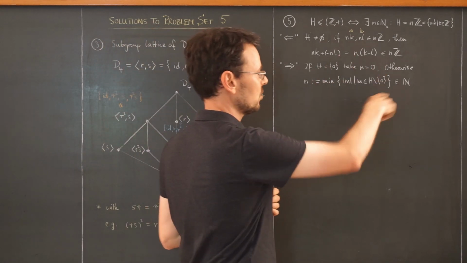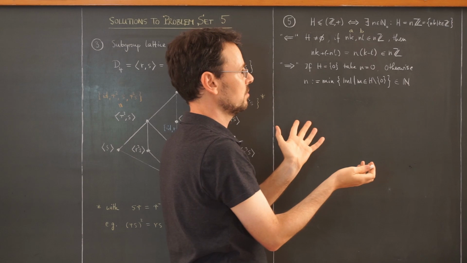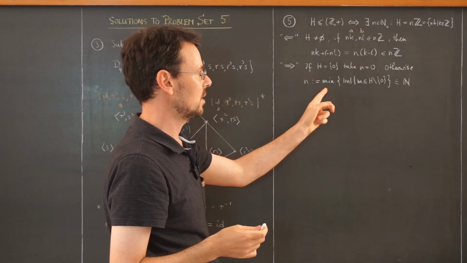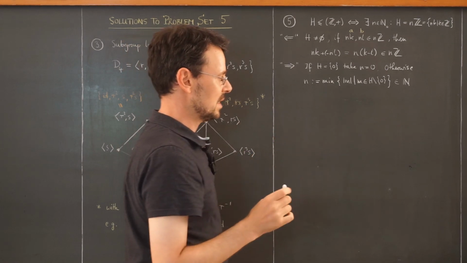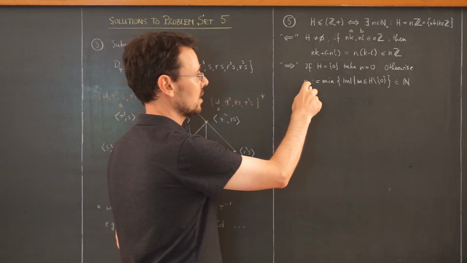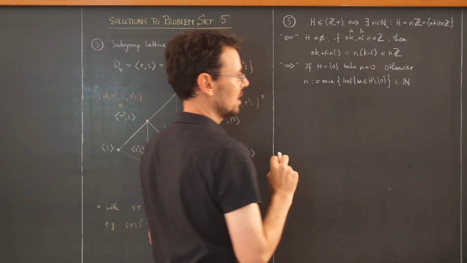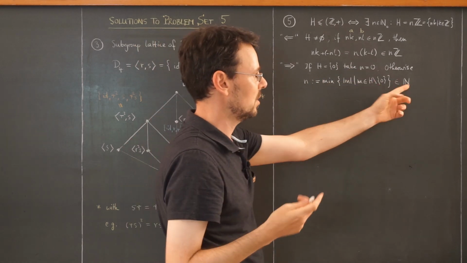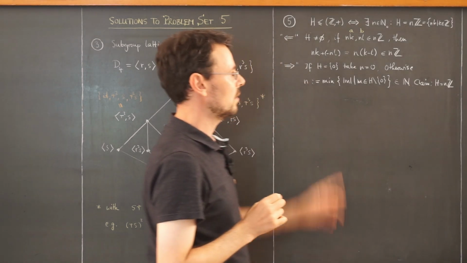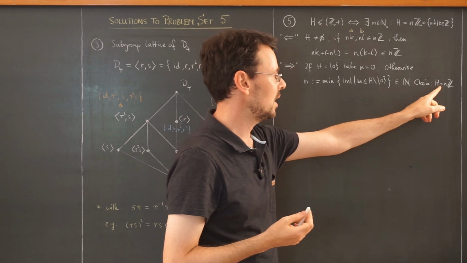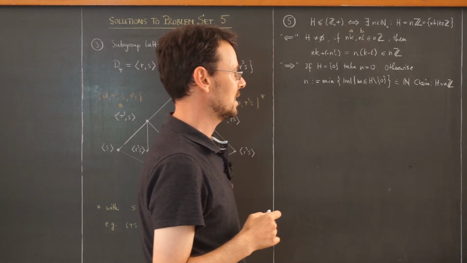And then I have a collection of natural numbers. And every collection of natural numbers has a smallest element. We simply accept this here without proof, so I can define n as the minimal element of this set here. This will give me a natural number. And now the claim is this is already the n I'm looking for, namely that H is equal to nZ.